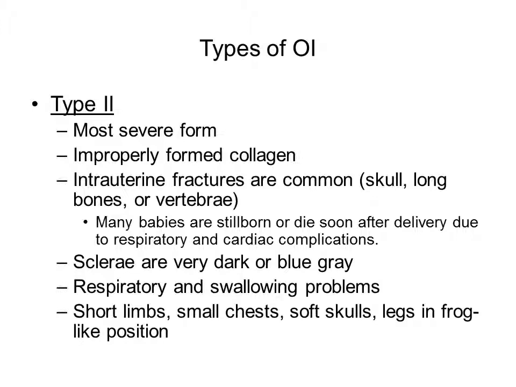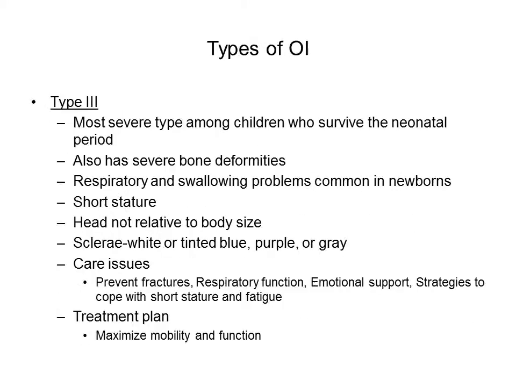There's usually respiratory and swallowing problems. They are characterized with short limbs, small chests, very soft skulls, and their legs are usually in that frog-like position, like you would see a low-tone newborn baby or a premature baby. Genetic counseling is recommended for type 2 OI just because of the severity of it. And so, like I said, type 2 is the most severe type of osteogenesis imperfecta, and most of these children die before they're even born or shortly right after they're born.